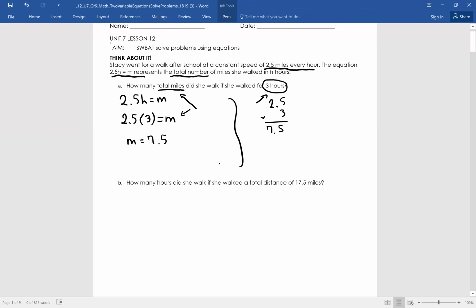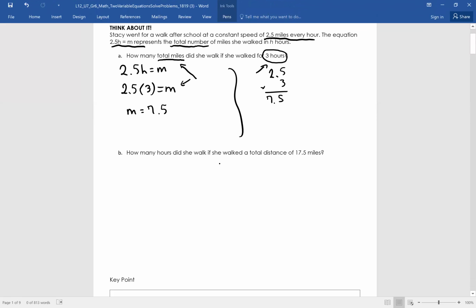Okay, let's look at part B. Let me go ahead and recognize my answer. How many hours did she walk if she walked a total distance of 17.5 miles? So it looks like they're asking a similar question, but they're asking for something different. They want to know how many hours this time. Previous one, we wanted to know the miles. Part B, we want to know how many hours, which means something new might be substituted. So we were given that there were 17.5 miles traveled. So we need to figure out the hours. Same equation, but we might deal with a different variable first.